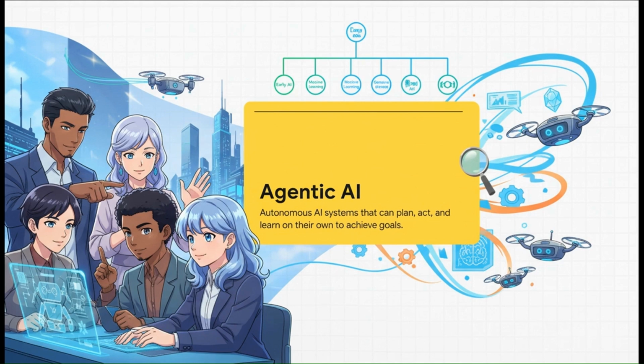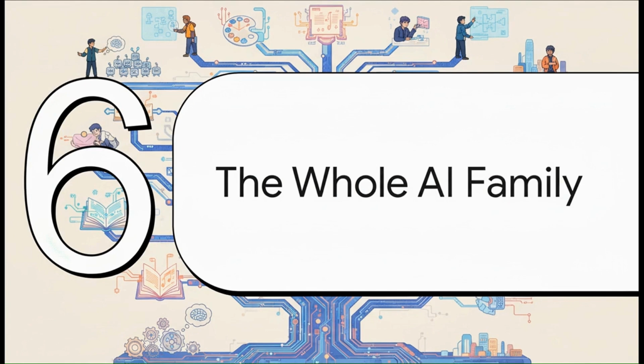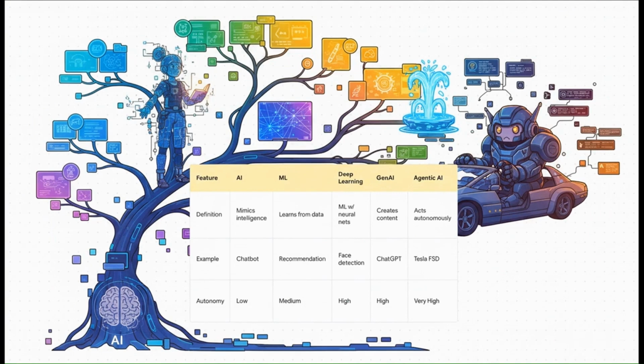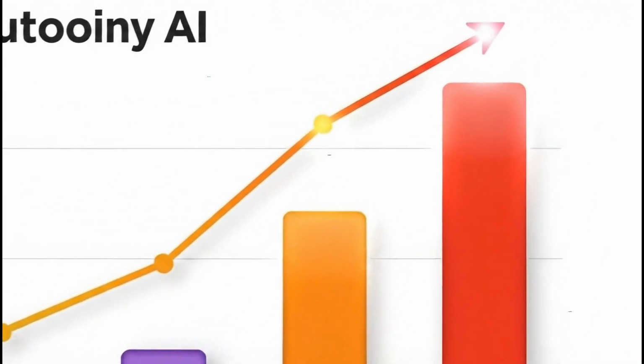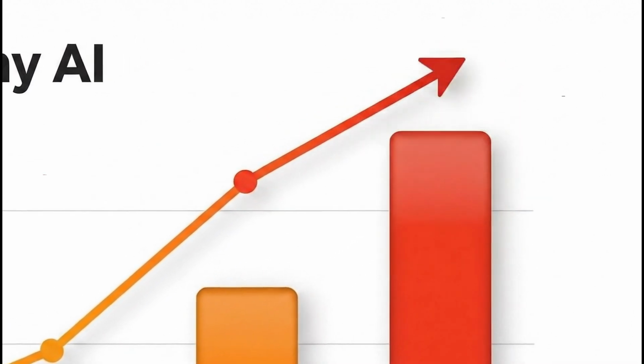All right, so let's bring the entire family together for one last family portrait. Let's see how they all relate and just how much the capabilities have grown from one generation to the next. This summary shows the whole evolution at a glance. We started with the big idea of AI mimicking intelligence, like a simple chatbot. Then, ML learned from data to give us recommendations. Deep learning used neural networks for complex stuff like face detection. Then GenAI started creating brand new content, and now Agentic AI is starting to act on its own. Just look at that progression in autonomy at the bottom, from low to very, very high.